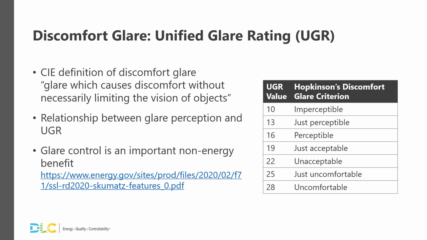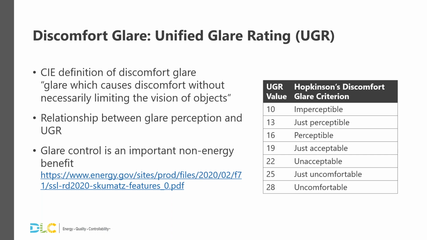Yao did an excellent job of introducing UGR, but I wanted to give you a little more texture here. Discomfort glare is defined as glare that causes discomfort without necessarily limiting the vision of objects. To quantify discomfort glare, DLC is using the CIE Unified Glare Rating, or UGR. UGR values typically range from 10 to 30, where a value of 10 is imperceptible in terms of glare perception, and a value of 30 is uncomfortable.